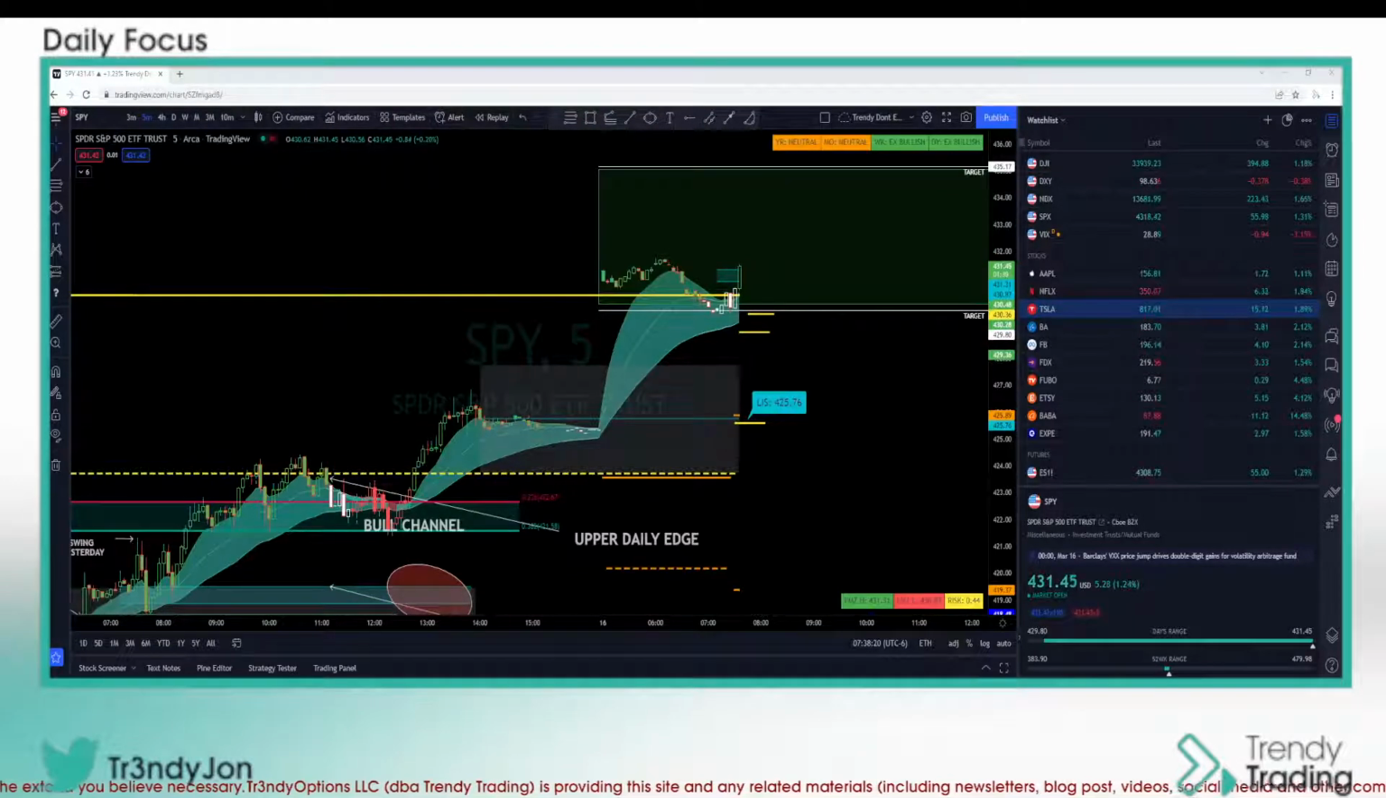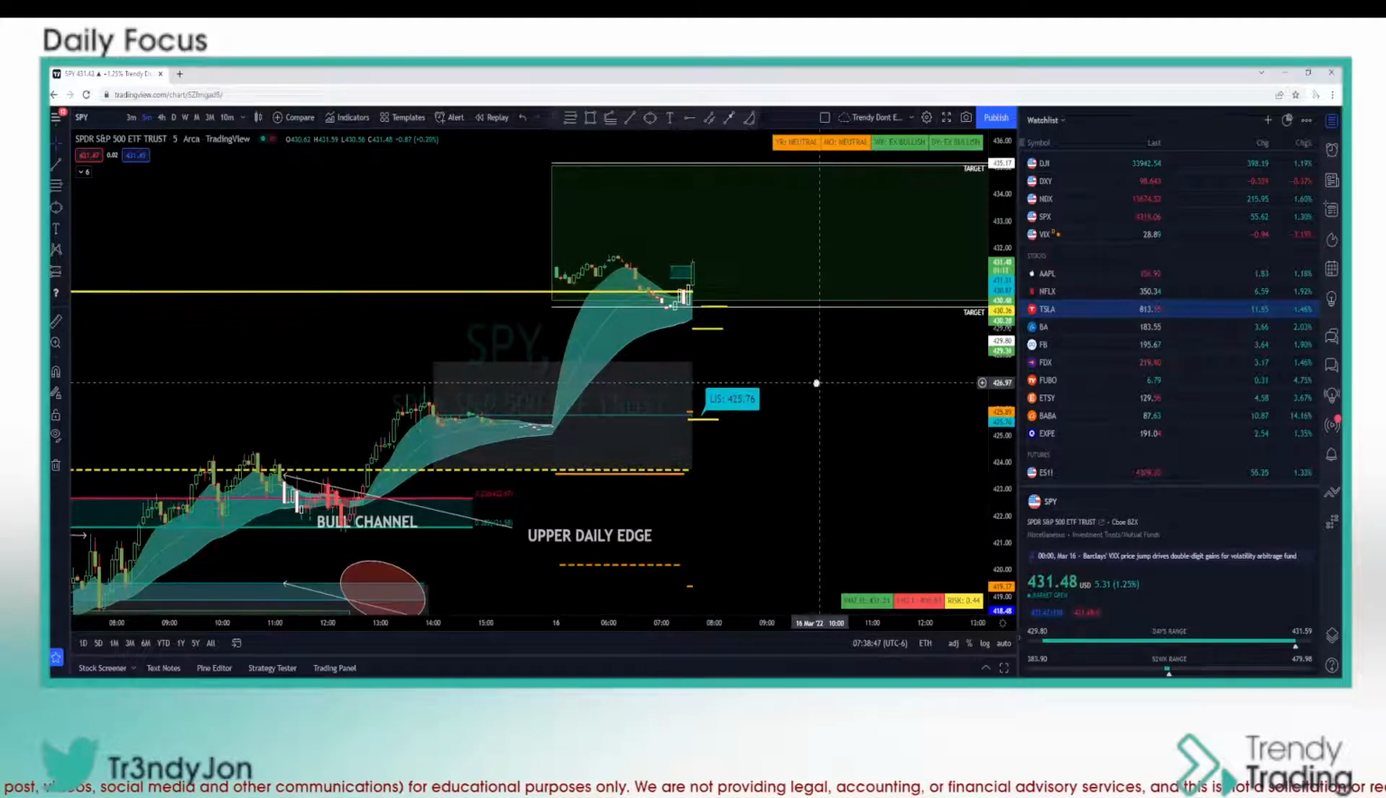All right, it looks like Upstart's starting to move for us a little bit. I put a couple trims in. Oh, it looks like they just got filled. Yeah, so we just got filled on some Upstart trims. What you're looking for on SPY is to see if we can get over this pivot high. There we go, nice push there.